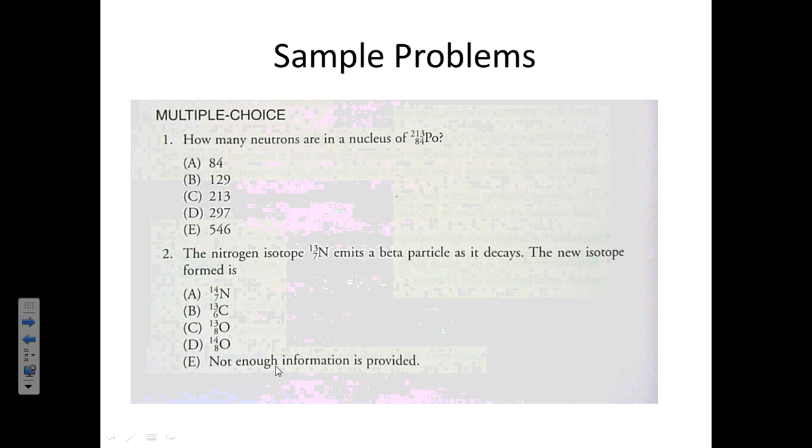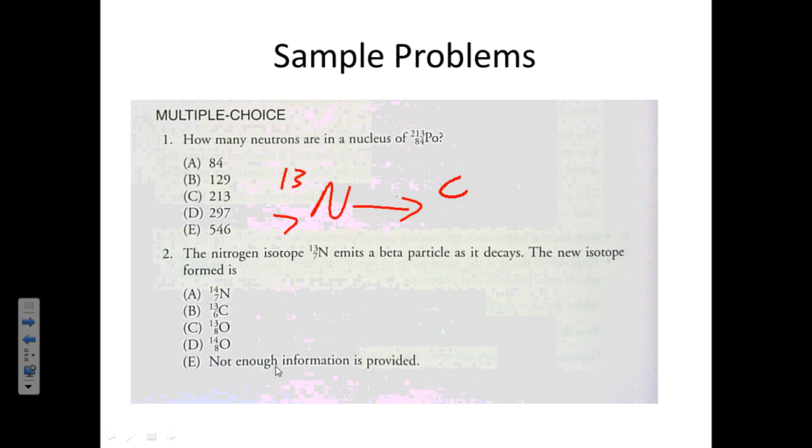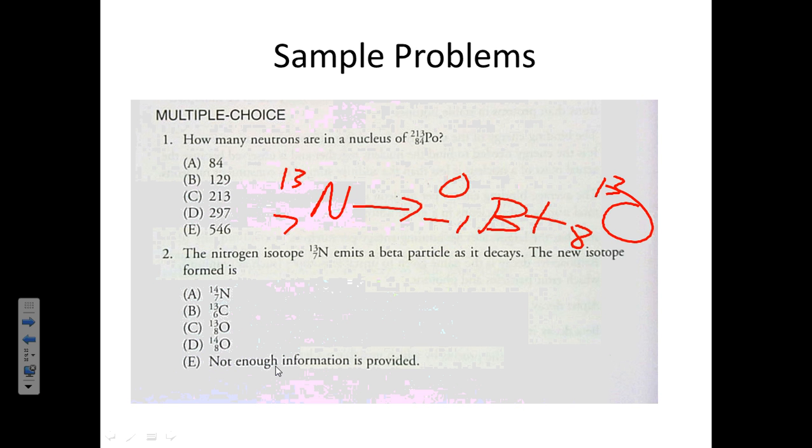The nitrogen isotope 13, nitrogen 13, listen, emits a beta particle as it decays. So let's draw an equation for that. So we got nitrogen 13 shooting out a beta particle. So now let's just write the equation. We'll finish this one, then we'll be done for today. 13, this is 0, so this has to be 13. 7, this is minus 1, means that has to be 8. Look up element 8, that's oxygen. So it's oxygen 13, which would be C. And that is a good place to stop.